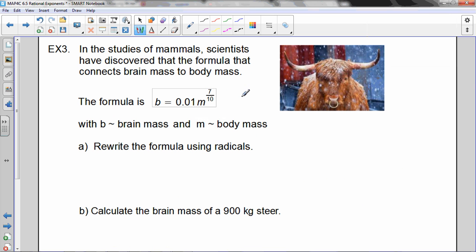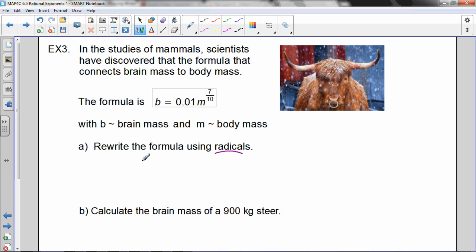In studies of mammals, scientists have discovered that the formula connects brain mass to body mass. So B is the brain mass, M is the body mass, and we've got some nasty formula. Obviously, we're going to have to use a calculator here, right? It's tough to take the 10th root of something. It's tough to do something to the exponent 7. But the idea of this formula is if the mass of the animal was M, its brain mass should be B. It says rewrite the formula using radicals.